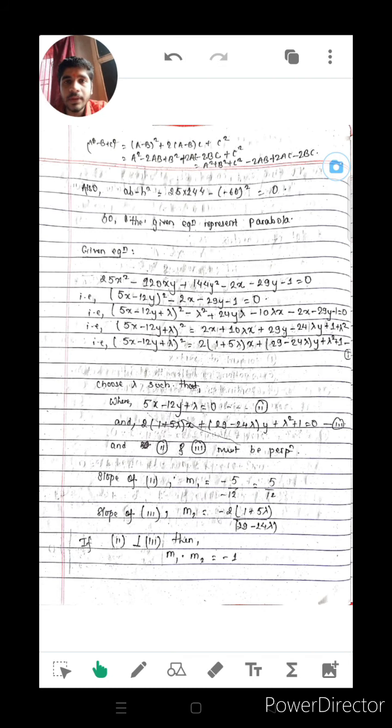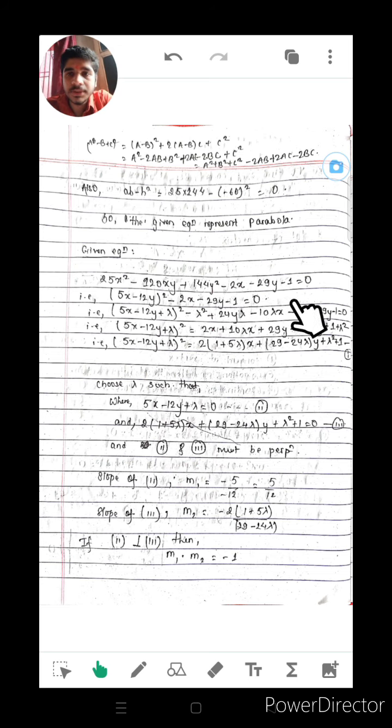And AB minus h square equals 25 into, A value is 25, B value is 144, minus 60 whole square, is equal to 0. So the given equation represents a parabola. At first we have to check whether it is a parabola or hyperbola or something else, and then we have to start the forward method.